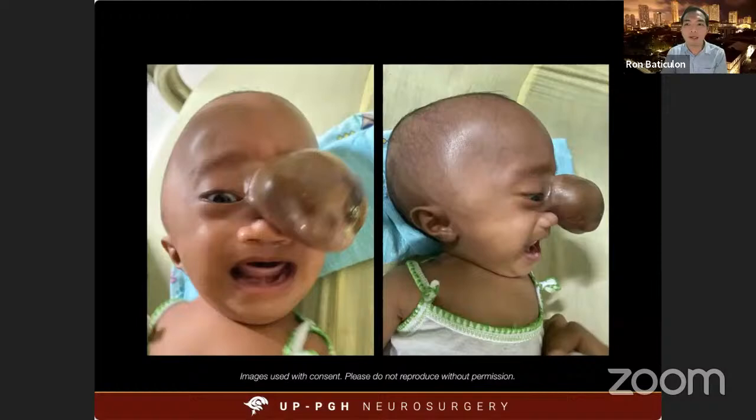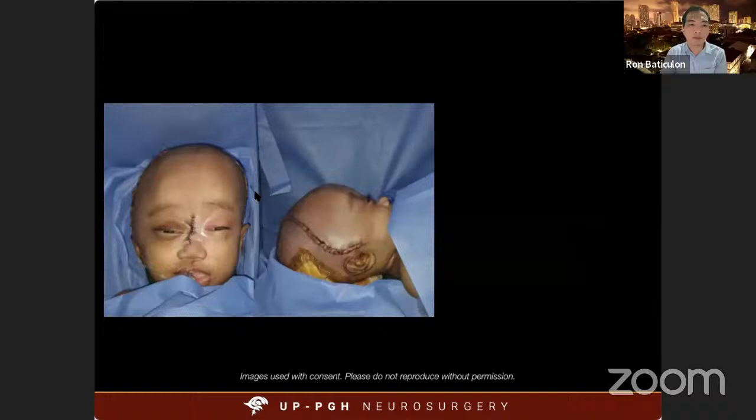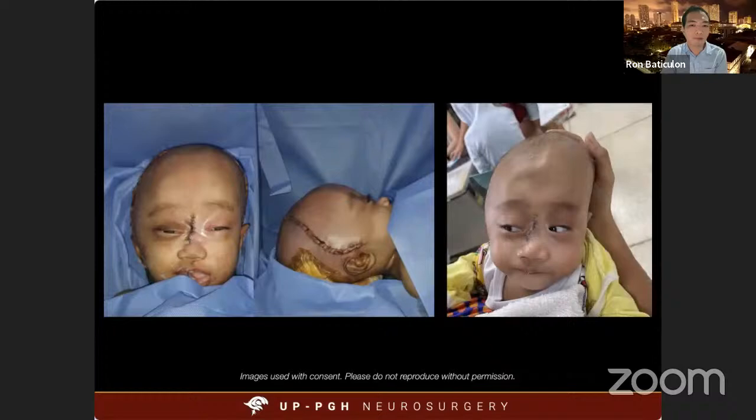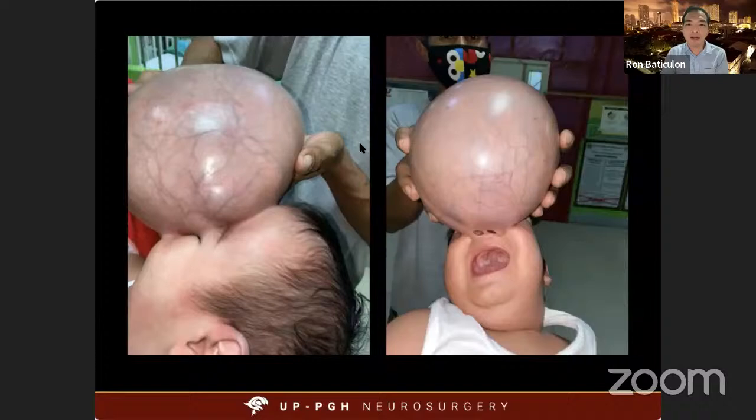So this is a nasal orbital meningoencephalocele. This is how we did the repair, a bicoronal incision, and then plastic surgery also helped repair the encephalocele sac. And this is how the patient looked in follow-up. When you get something like this, they can look very impressive, but when you look at the scans, the bony defect is actually quite small.